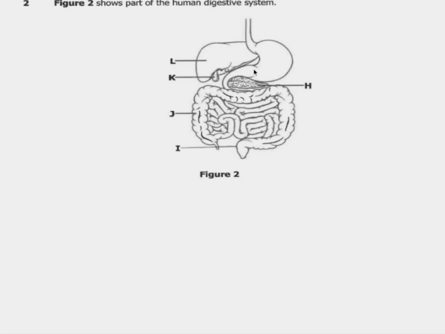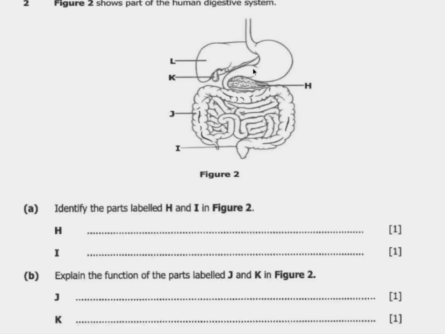So let's see the first question. So the first question is saying identify the parts labeled H and I in figure 2. Okay, so we have H, which is called the pancreas. So you need also to know the function of the pancreas, by the way. So pancreas secretes two hormones, that is the insulin and the glucagon. So the insulin is secreted by the beta cells, and the glucagon is secreted by the alpha cells. Right. So what is the effect of these hormones?